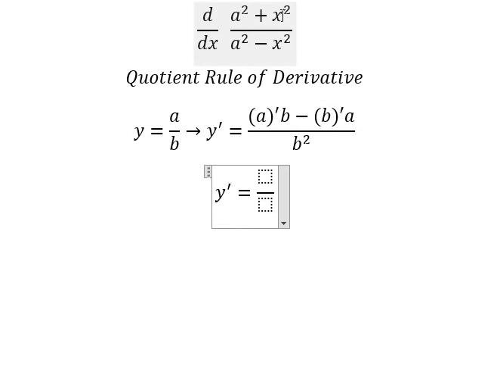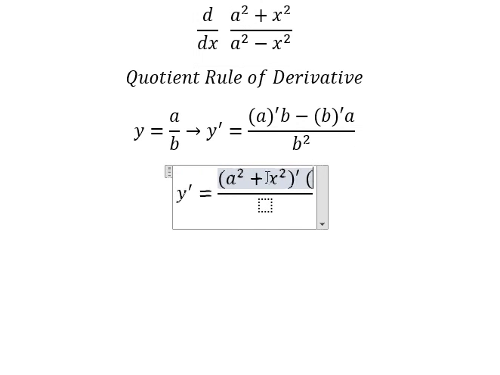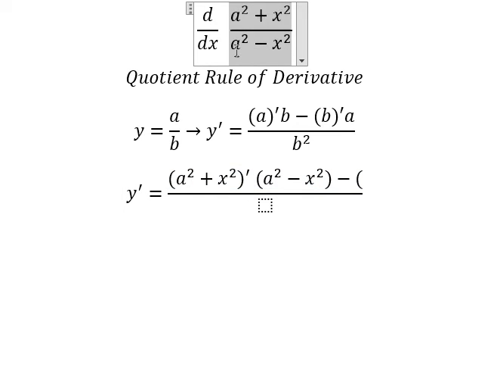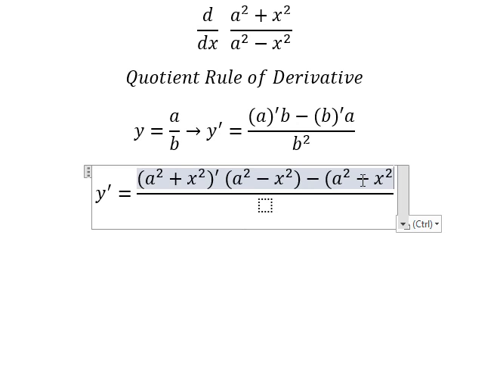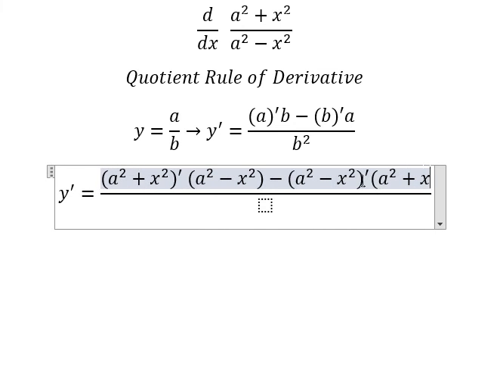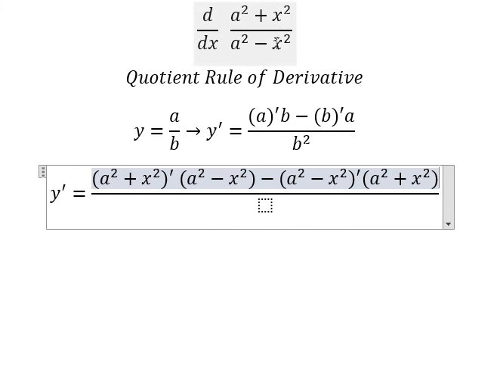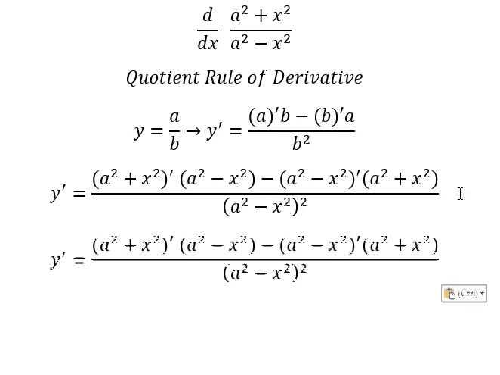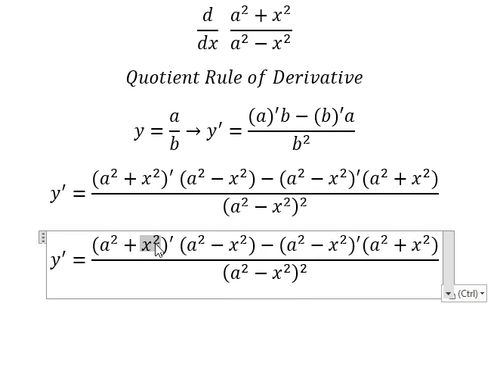And we need to do first derivative of this one. Minus, we do first derivative of this one in here. Over this one to the power of 2. So first derivative of x squared, we have 2x. This is a constant, so you get 0.